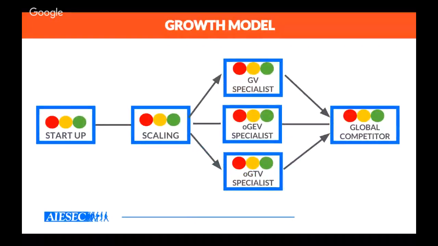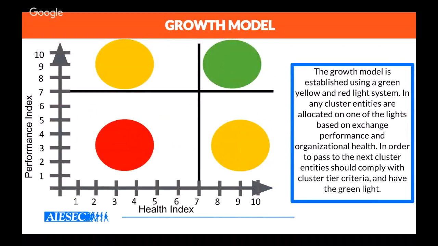Okay, but the tier criteria, so the number of exchanges, is not the only thing that allows you to be in one cluster or another; there are other criteria. For example, if I'm in a startup cluster, how can I upscale to the scaling cluster? Of course, you need again to be in tier 3 OGV. And then you also need to be okay in two main indexes: the performance one and the health one. What does it mean to have the green light? It means to have at least 7 in the performance index and 7 in the health one. So you reach the green light if both are 7.